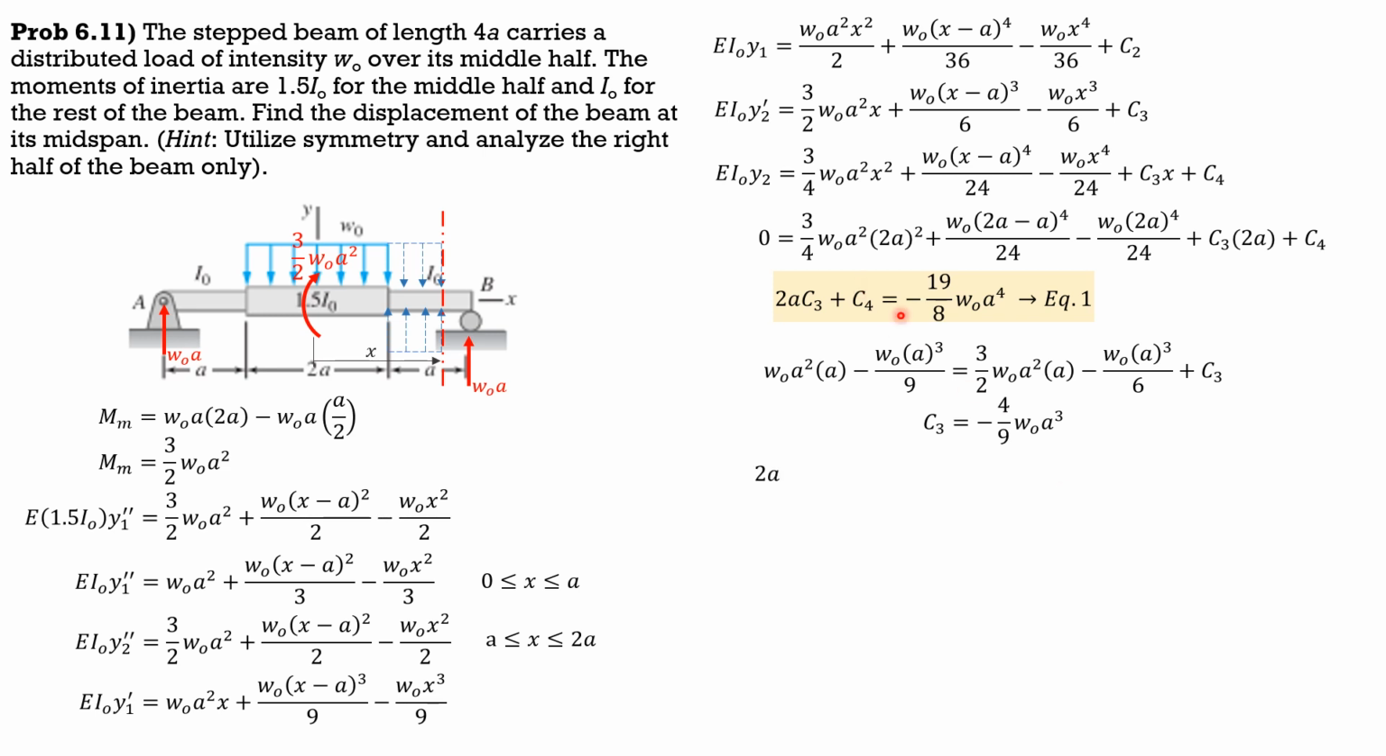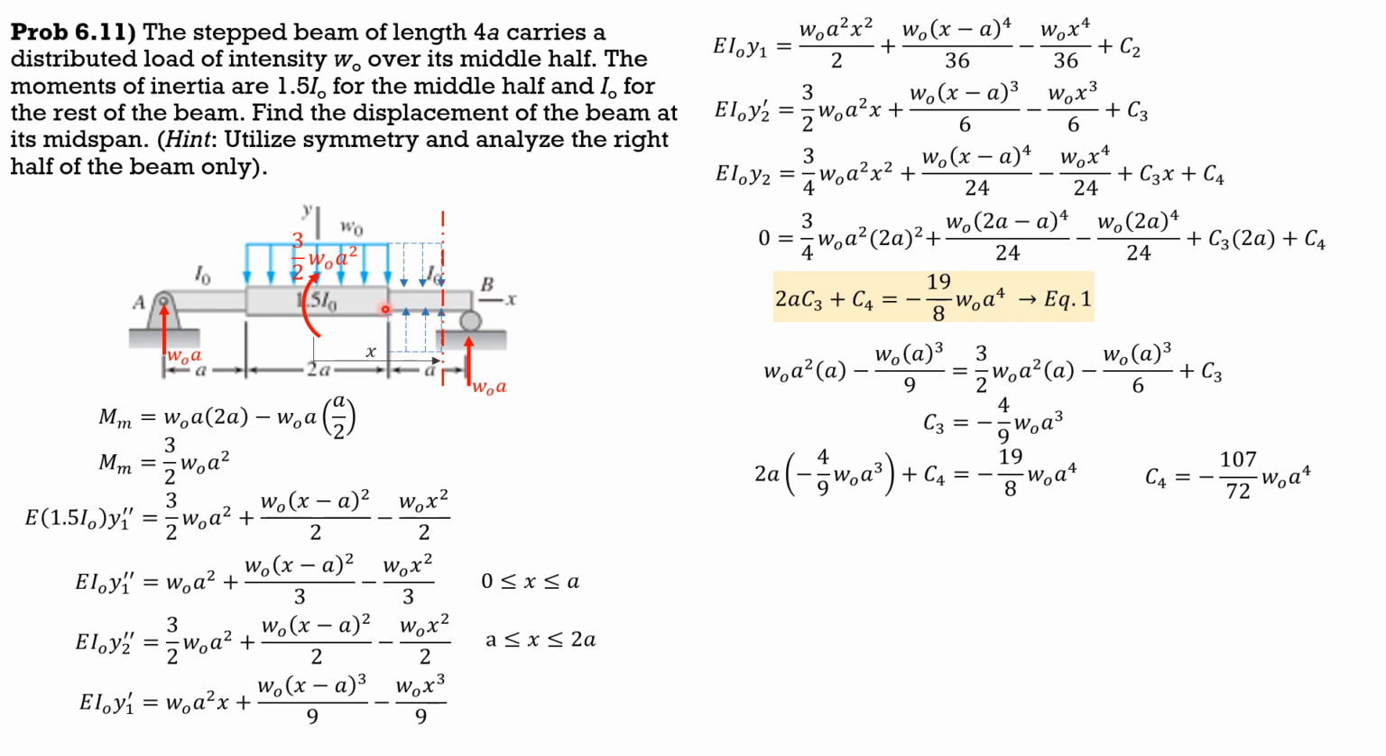Then substitute here to solve for C sub 4, 2a times negative 4 over 9 w0 a cubed plus C sub 4 equals negative 19 over 8 w0 a to the fourth. So we can now solve C sub 4. C sub 4 is equal to negative 107 over 72 w0 a to the fourth.